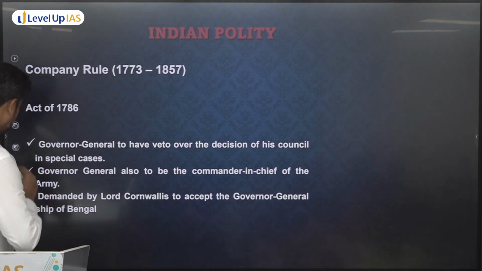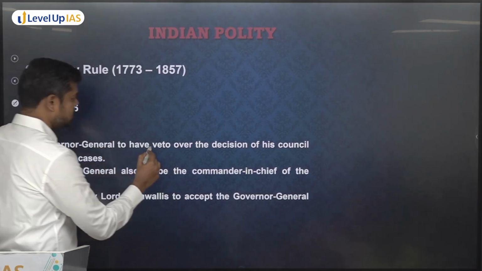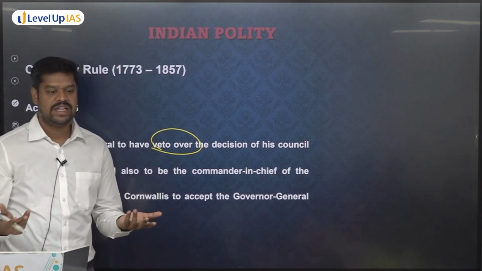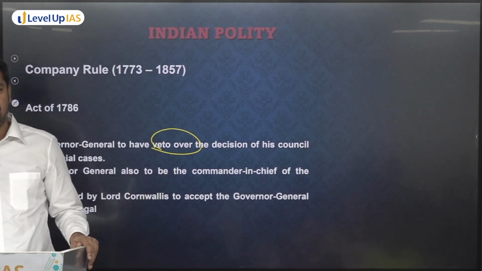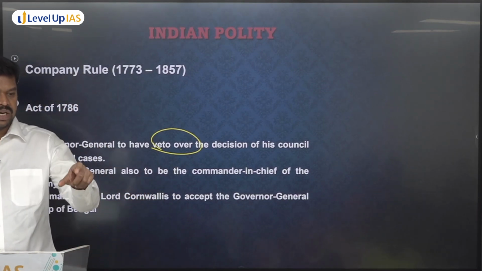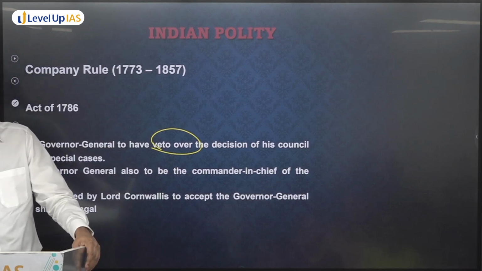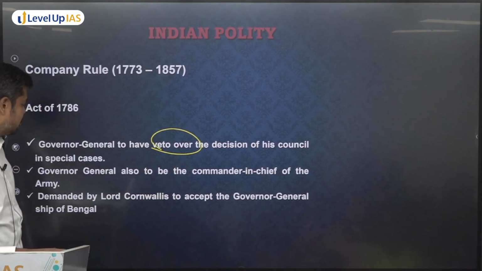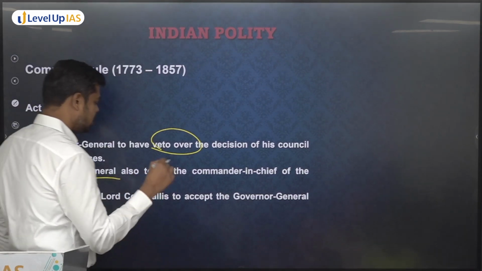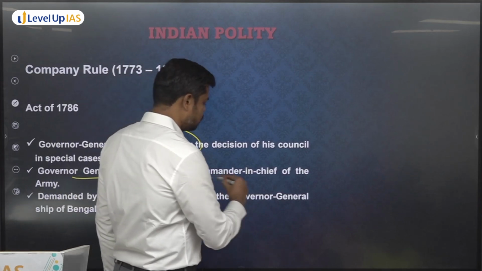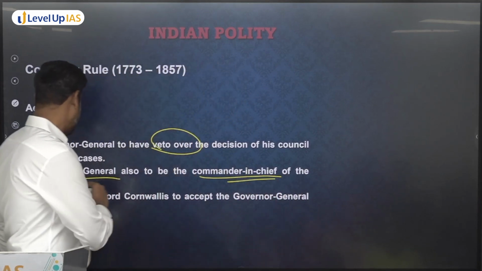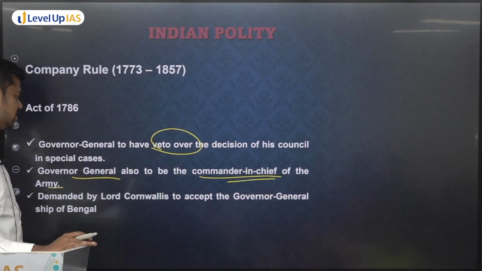The Governor General to have veto powers. What do you understand by veto powers? To reject the decision that is taken by the council. So ultimately, though the council can take a decision, whose is the ultimate authority to accept or not to accept? It was the Governor General. So Lord Cornwallis had this, and the Governor General, in this case Lord Cornwallis, was also to be the Commander-in-Chief of the army, in addition to being the Governor General.